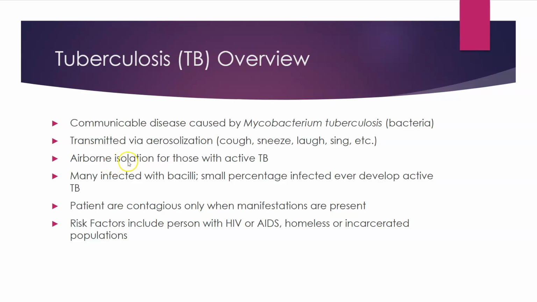Remember, with airborne isolation, you do need to have a negative airflow room. So we're pulling the air from the hallway in, and that way the TB doesn't escape into the hallway and infect other people. It's also running through different filters when it does that. When we are in those rooms, we have to wear specialized masks or even PAPRs, which are those powered air-purifying respirators.